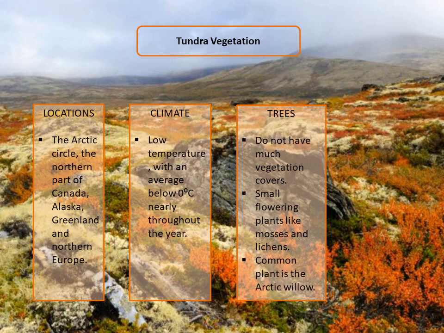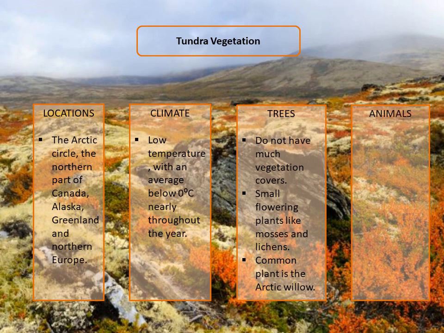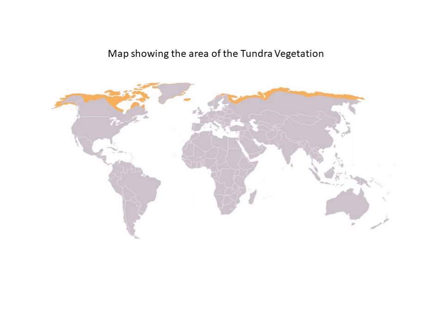The Arctic willow is a common plant in the tundra region. The animals in this region usually have fur or layer of thick fat on their body which protects them from cold. The reindeer, polar bear, musk ox, polar dogs, etc. are found here. Map showing the area of the tundra vegetation.